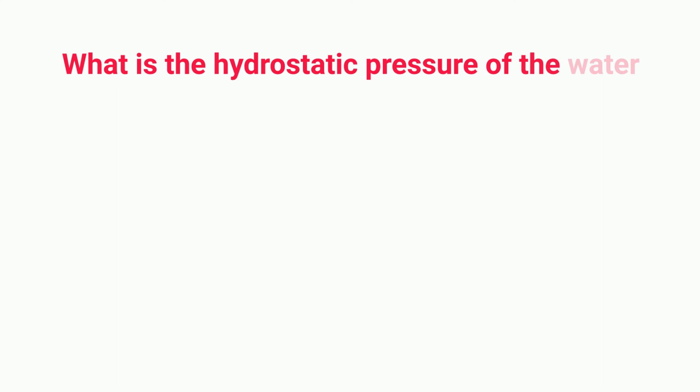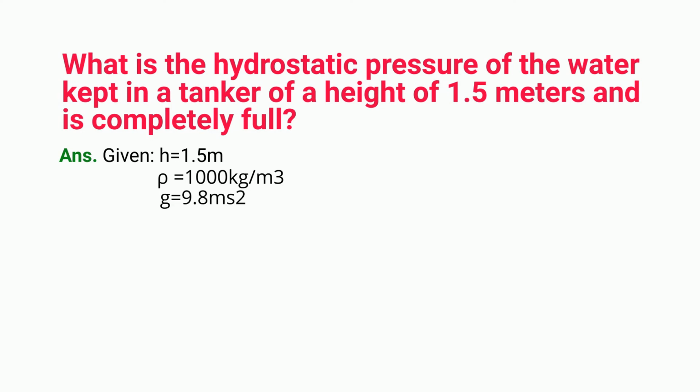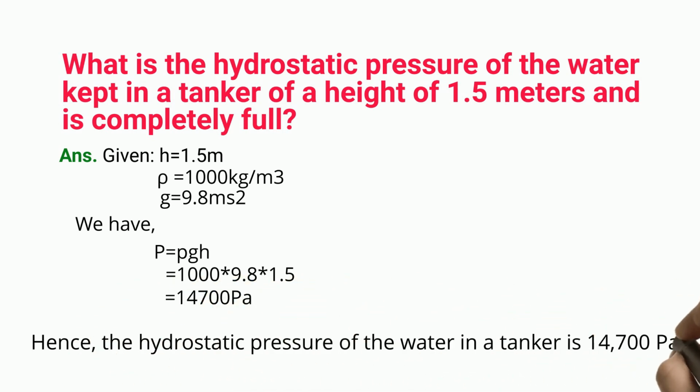What is the hydrostatic pressure of the water kept in a tanker of a height of 1.5 meters and is completely full? Given, h equals 1.5 m, ρ equals 1000 kilograms per cubic meter, g equals 9.8 m/s². We have P equals ρgh, which is equal to 1000 times 9.8 times 1.5, equals 14,700 pascals. Hence, the hydrostatic pressure of the water in a tanker is 14,700 pascals.